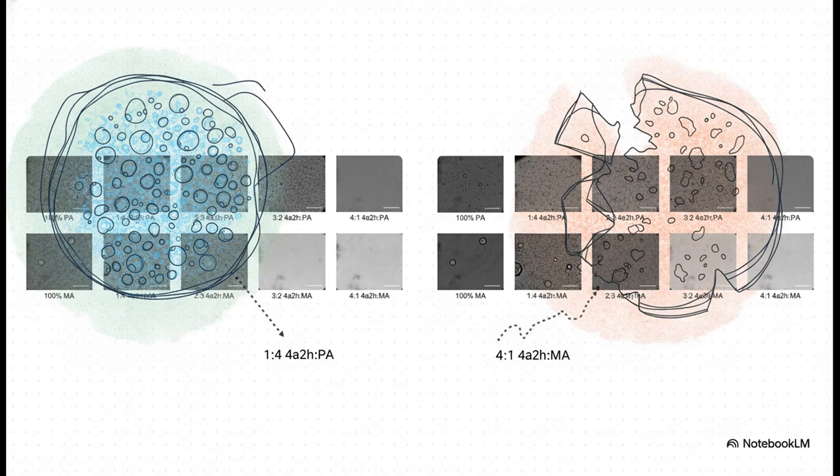And here's what that looks like in real life. On the left, we've got a good recipe with just the right amount of the special ingredient. And you can see this whole field of beautiful, stable droplets. But now look at the right. They upped the special ingredient way too much, and nothing. The recipe failed. No droplets. It all just dissolved. It just goes to show you how critical that chemical balance really is.